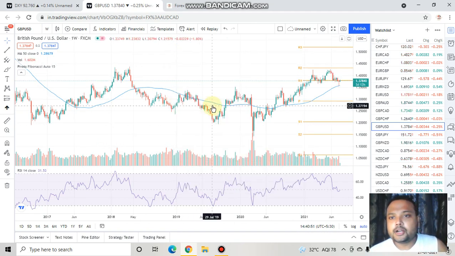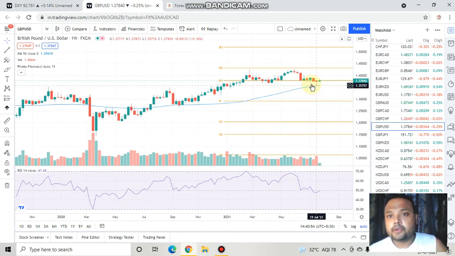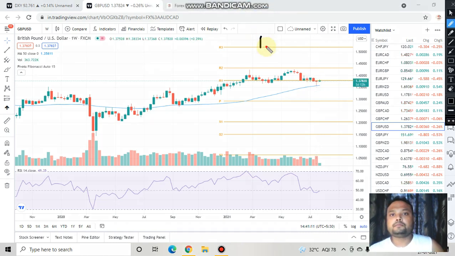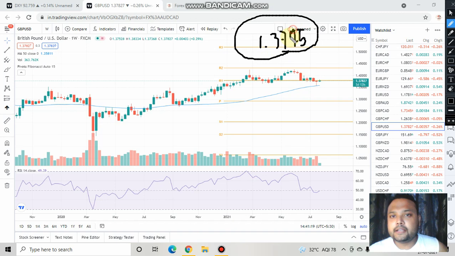If you go to the weekly chart here, you can clearly see that previous week there was heavy selling pressure in the market, but still the market managed to close at the support level, and this support level, 1.3745, is extremely important for the market. This is the level that has been providing support to the market for a long time. You can see that since February, March, whenever the market is going down, this is the level that provides support to the market. So this level is no joke.